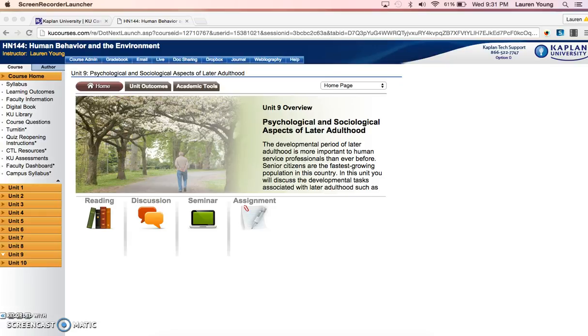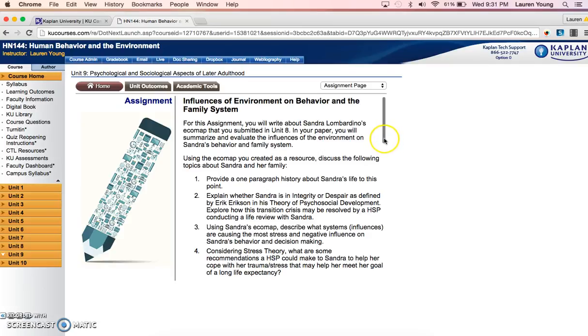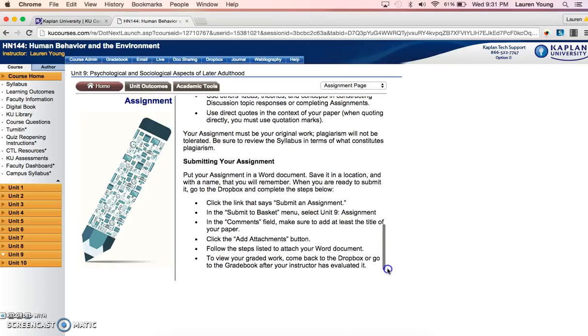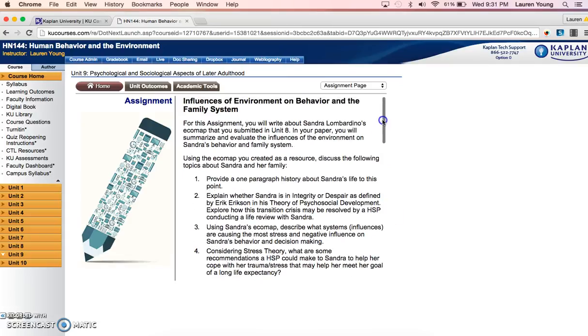Let's get started. To find your assignment instructions, you'll want to go to the assignment icon in your Unit 9 overview. To get there, you would go to the left side of your course home screen and double-click on the Unit 9 tab. Once in your overview, you will double-click on the assignment icon. Here you will find detailed instructions about your assignment, as well as information on submitting your assignment to Dropbox.